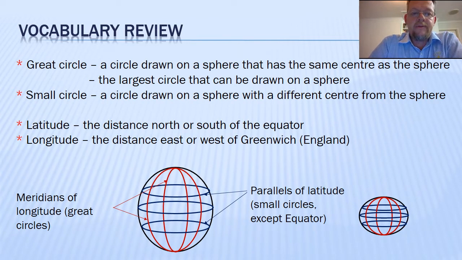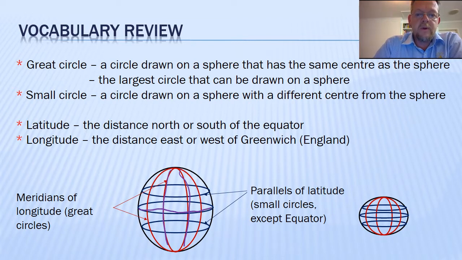A little bit of vocab to review. A great circle. So a great circle is drawn on a sphere that has the same center as the sphere. Now the largest circle that can be drawn around the sphere is a great circle. So all of the lines going down, longitude, and the equator that goes across.